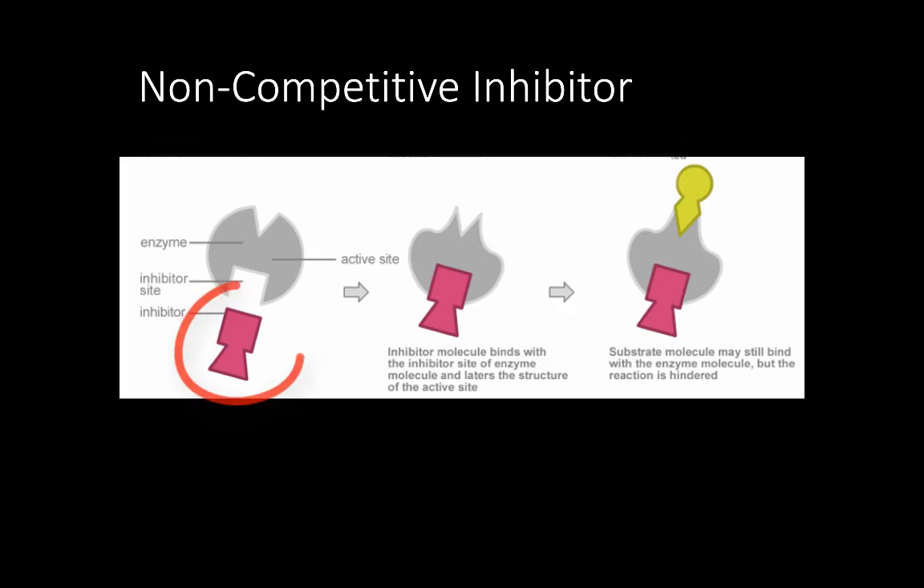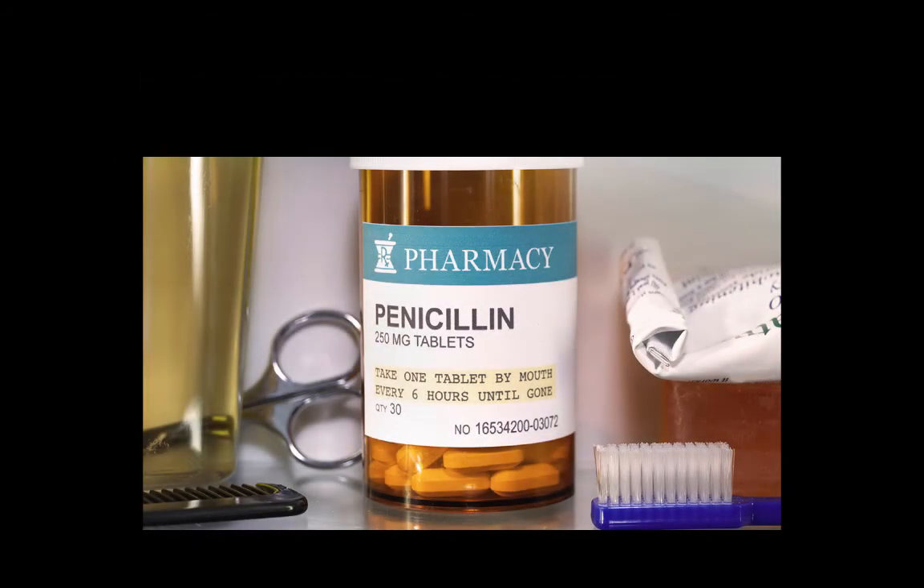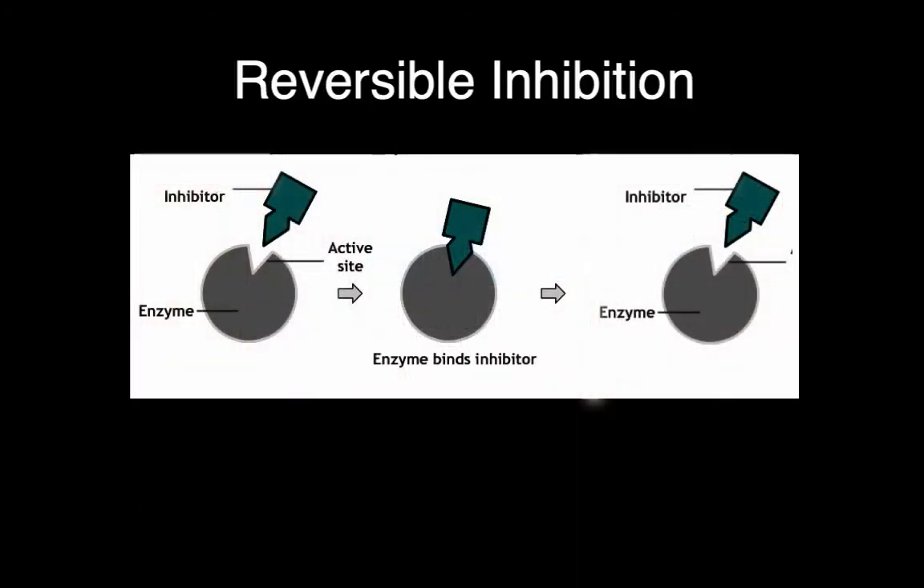In this example, the pink inhibitor has bound to a different site on the gray enzyme, which has resulted in a conformational change of the active site. This prevents the yellow substrate from binding, or it may prevent the enzyme from completing its chemical reaction. An example of this type of inhibition is penicillin, which inhibits bacterial wall formation. These types of inhibition can be further divided into reversible and irreversible.